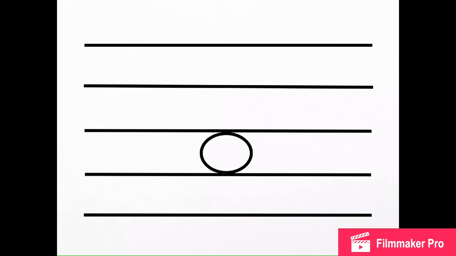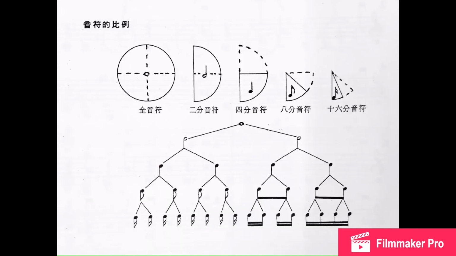Whole note 全音符. Half note 2分音符. Quarter note 4分音符. Eighth note 8分音符. 16th note 16分音符. And now I teach you a song to remember all the notes.